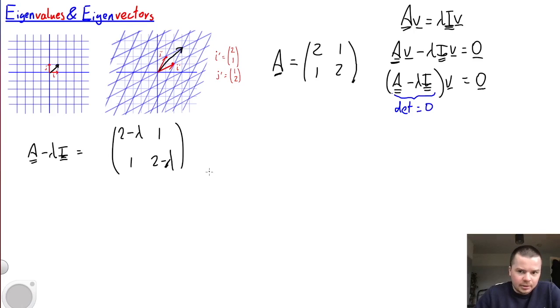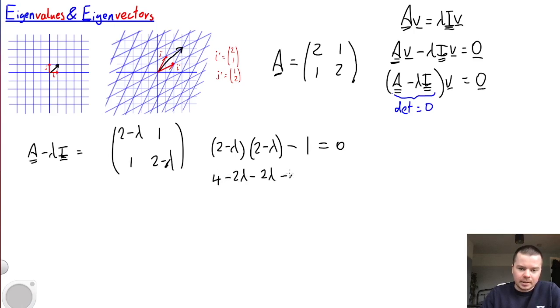So how do we work out the determinant of this? We know the determinant is going to equal 0, and that's going to be how we work this out. So the determinant is going to be 2 minus lambda times 2 minus lambda, so that's the first diagonal multiplied together, and then we do minus the other diagonal there, and that's going to just be 1. And we know this equals 0. So let's expand this out and simplify it. We've got 4 minus 2 lambda minus another 2 lambda plus lambda squared minus 1. And simplifying this gives us lambda squared minus 4 lambda plus 3.